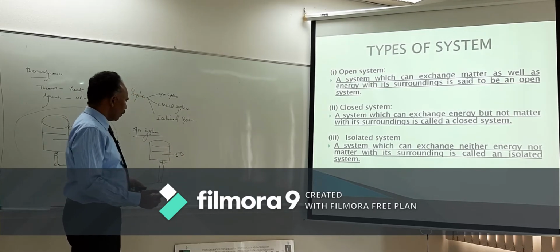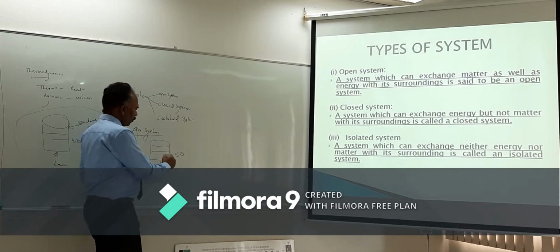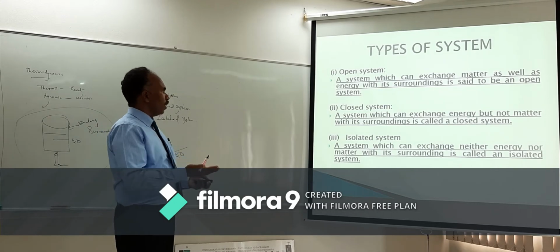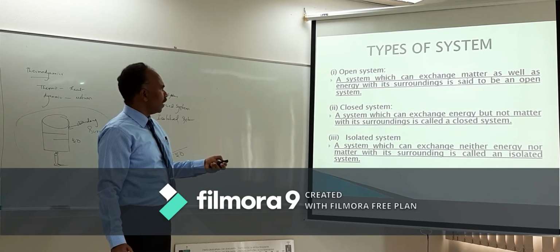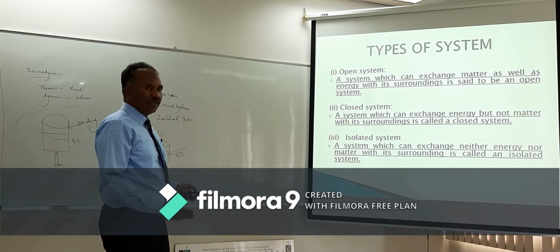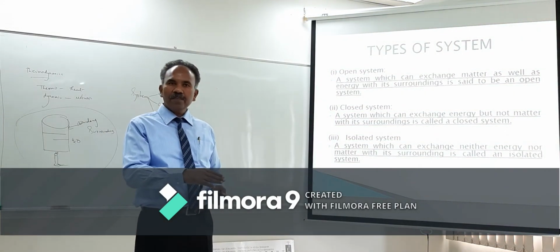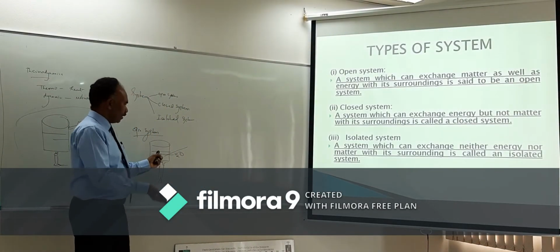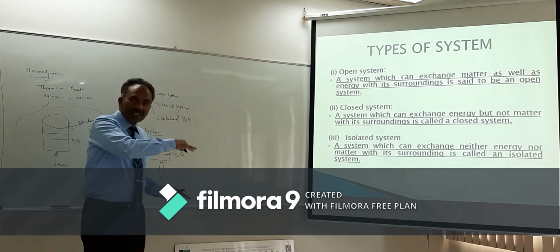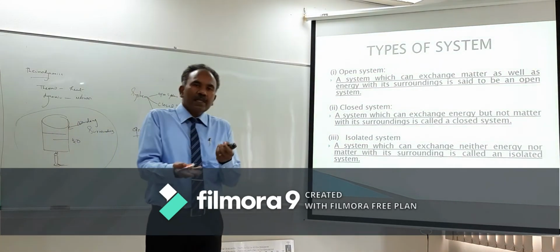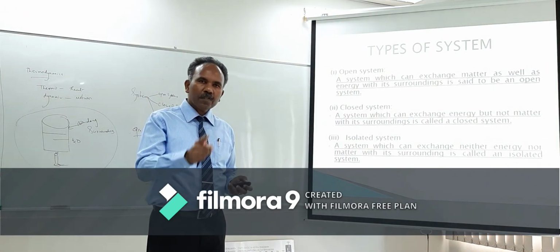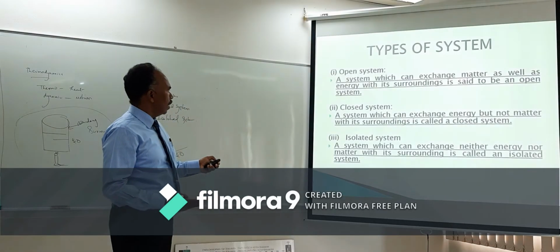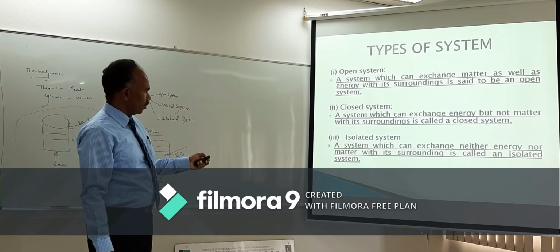Since it's open, what happens when we heat? It produces heat and it starts to evaporate. A system which can exchange matter as well as energy. So what is happening here? The heat energy is produced. At the same time, the matter, the water, also escapes. So both the heat energy as well as the matter, the water, evaporate. So in an open system, both energy and matter exchange with the surrounding. That is called open system.